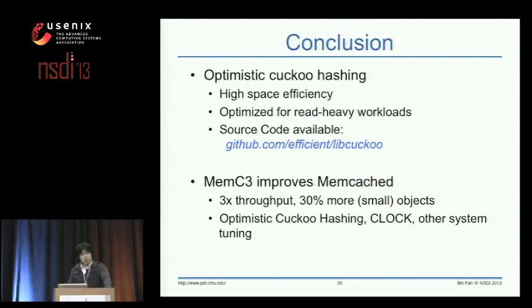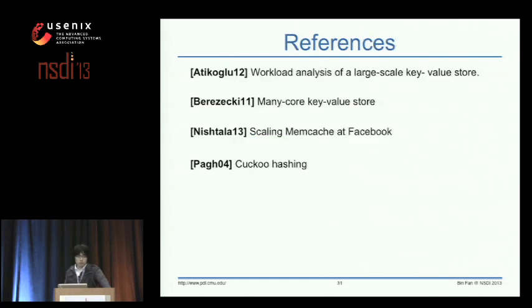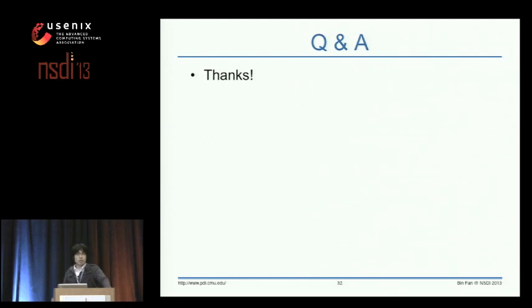So to conclude, we come up with a hashing scheme called optimistic cuckoo hashing, which gives you very high space efficiency, and it's optimized for really heavy workloads. We have our source code for this hash table available. If you're interested, you're welcome to download it and try it. We also have more applications, so if you are interested, talk to us at the poster session. Based on concurrent cuckoo hashing and the other changes, we build a system called MemC3, which gets much better performance and is smaller, so we can store many more small objects. I'm willing to take questions. Thank you.